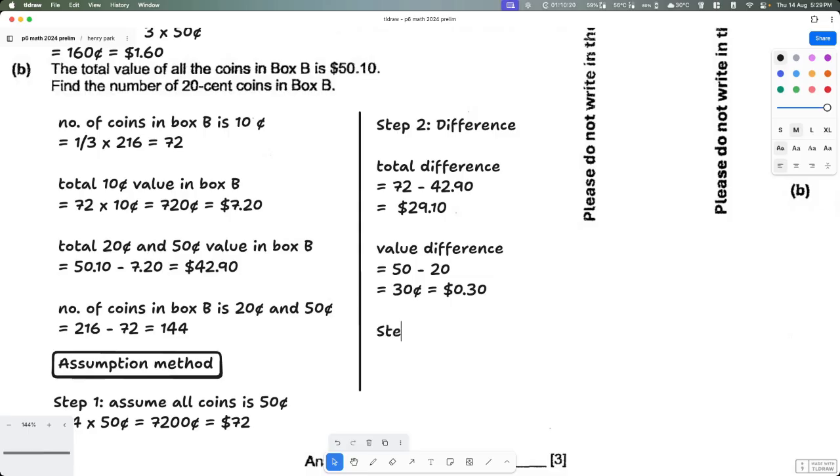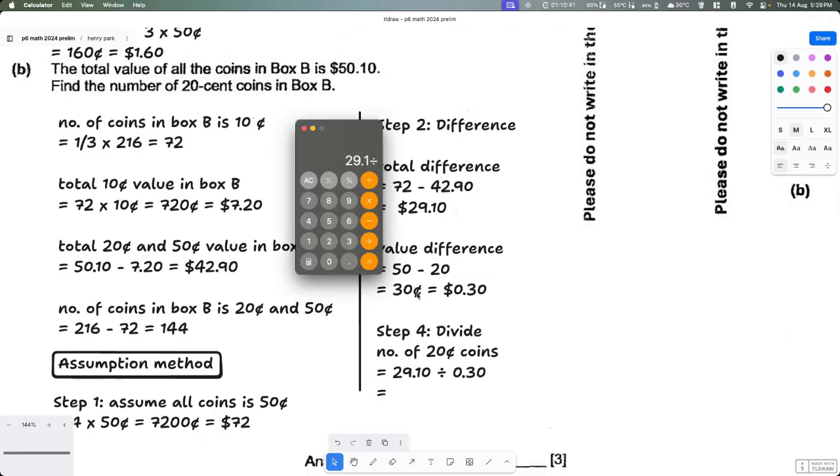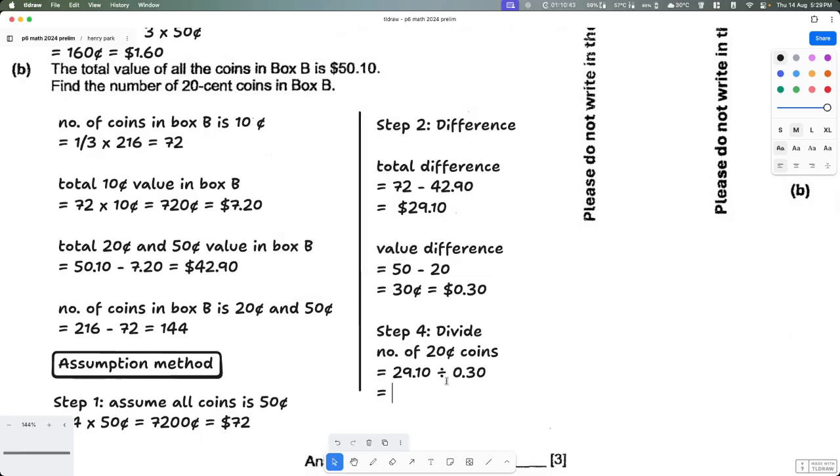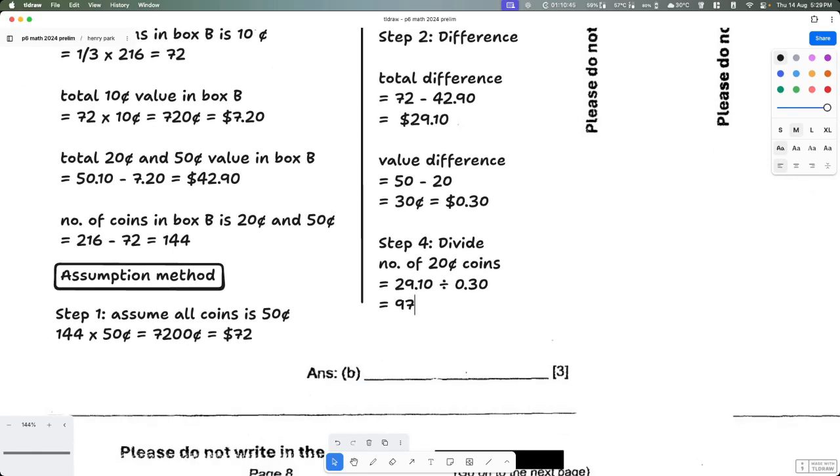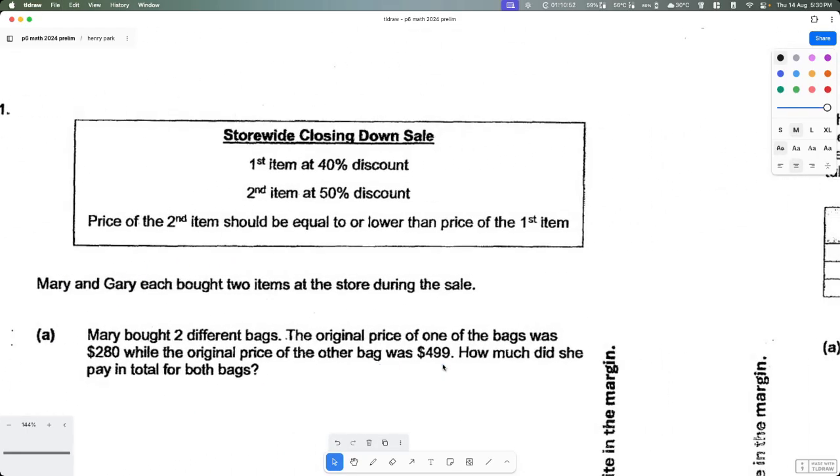Then step 4, you just divide. The number of 20 cents coins is equal to 29.10 divided by 0.30. And what would this give us? Divided by 0.3, this will give us 97 coins. So the answer to this is 97. All right, let's move on to the next question.